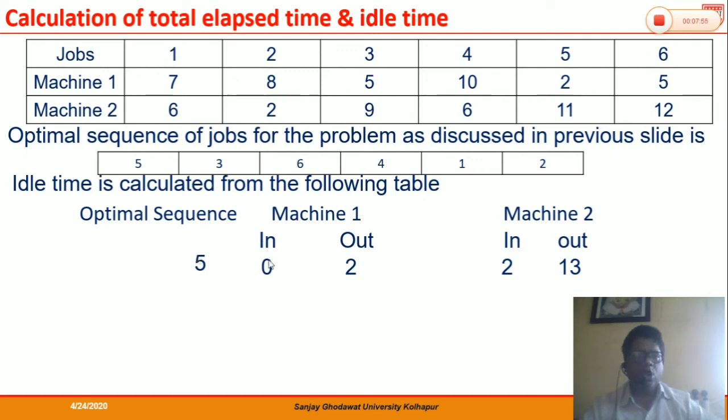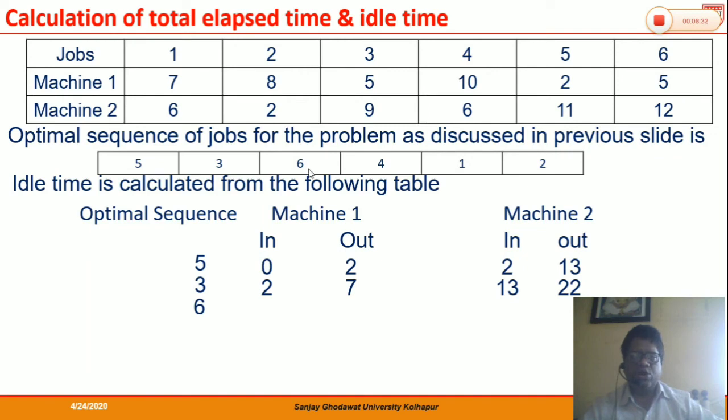Then we have to place job 3 in sequence. So the next job is job 3. It requires 4 units on machine 1 and 9 units on machine 2. So as soon as job 5 is finished on machine 1, we can load job number 3. So after job 3 is loaded, it takes until 7 units. Then we have to take it to machine 2, but machine 2 is not free. It is busy doing job number 5. So it will be free after 13 units, and then we'll load job number 3, which takes 9 units. So it will be finished after 22 units.